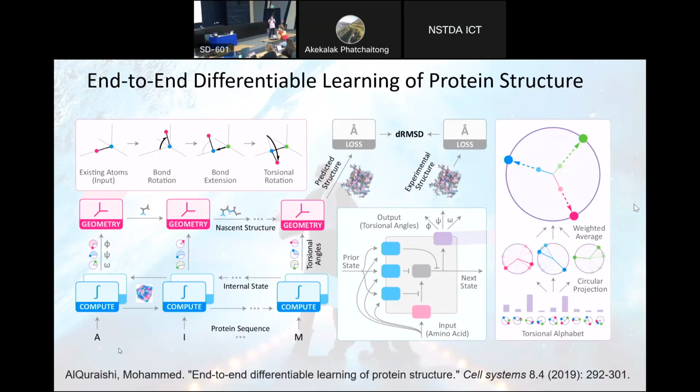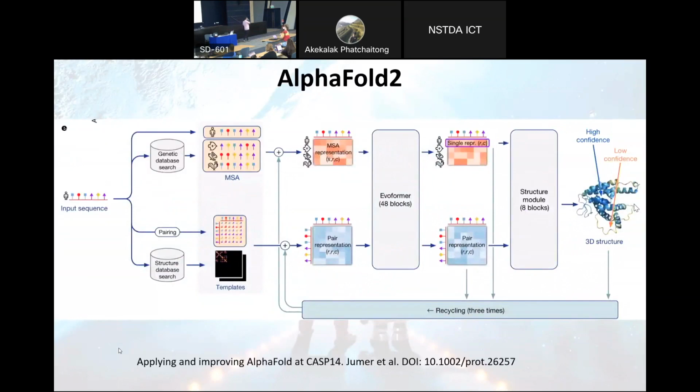We can just input the MSA sequences information, and hopefully you'll get a geometric output. And then came AlphaFold 2. And this is, Daniel will go over a little bit more detail of the infrastructure.